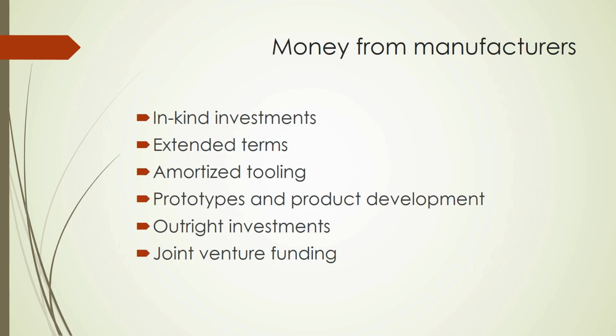Amortized tooling. What this means is that, say your tooling costs $15,000, but rather than forcing you to put the $15,000 up front, the manufacturer says, okay, I believe in your idea, I think it's going to sell, so why don't we do this? We'll add a quarter to the cost of every product we make for you, and you can pay for the tooling by paying an extra quarter. Normally you end up paying maybe 50 to 100% more for the tooling when you amortize it, but it avoids having to pay that money up front. Prototypes, I've mentioned before, they might do that. Product development, they might have designers that help you.